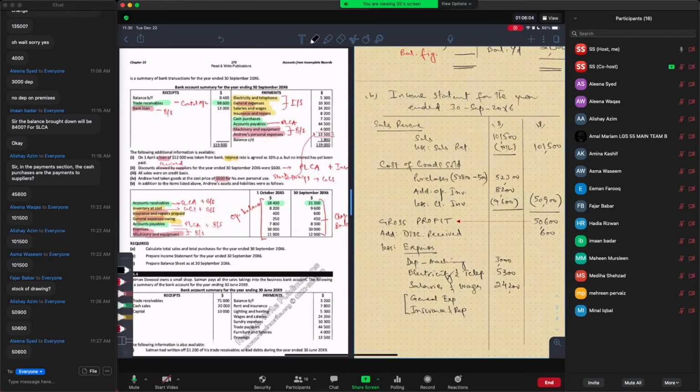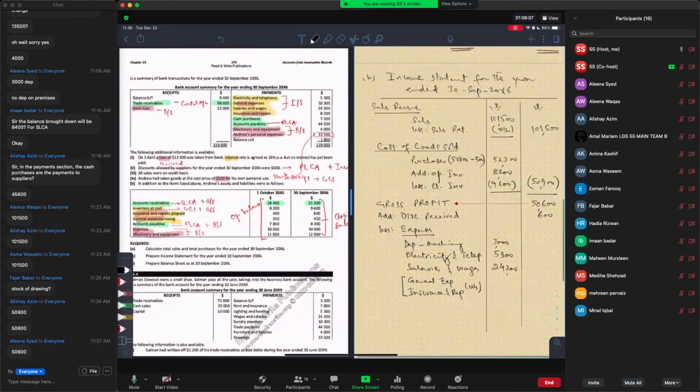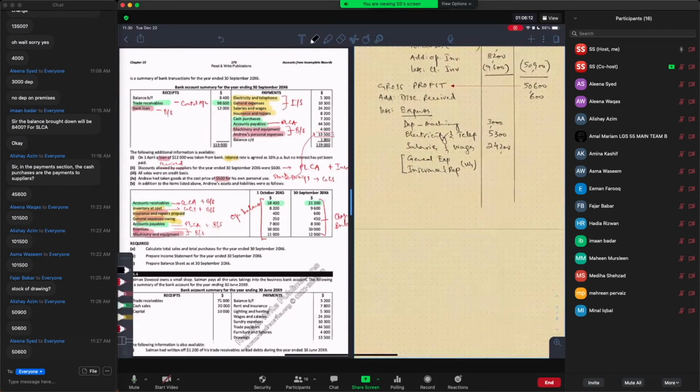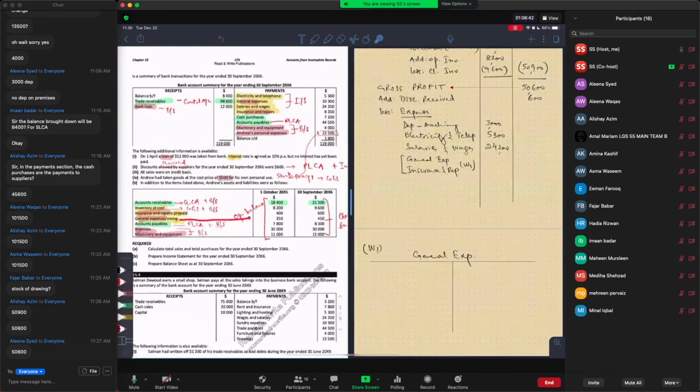So we are going to show a working here, working one, right? And this is how we will make the working. Okay. So ideally, you should make an account for accrued and prepaid expenses. So let me make one for you. So these are your general expenses account. So general expenses, if you see in your balance sheet, they are owing, number one.